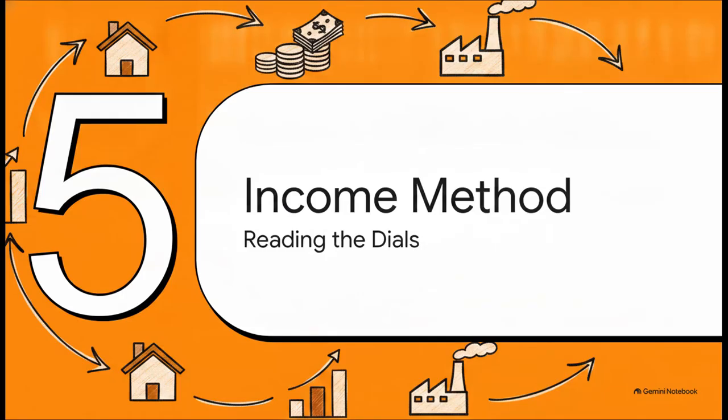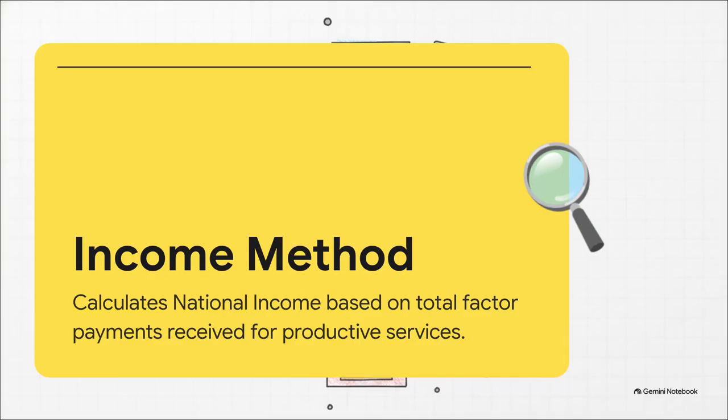Section 5. The Income Method. Reading the dials. Method number 2. But what if we looked at the whole economy from a totally different angle? Let's shift our perspective away from what is being produced to what is actually being earned by the residents. This brings us to the income method. This one calculates national income based on total factor payments. Basically, it looks at the paychecks and profits received by residents for productive services they provided during a given year. Remember those factors of production we talked about earlier? Whatever a firm earns in exchange for its goods and services is ultimately used to make these exact factor payments right back to the households.